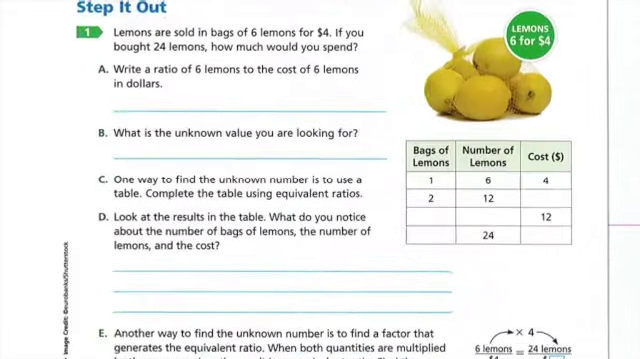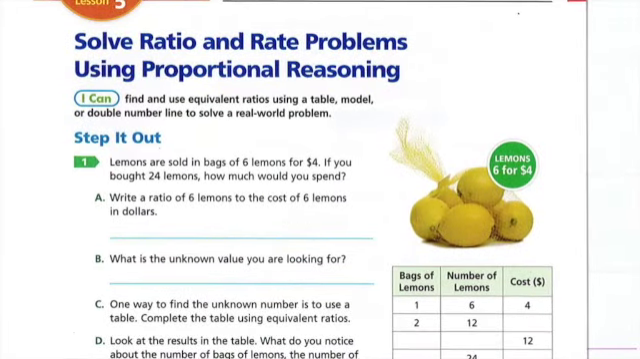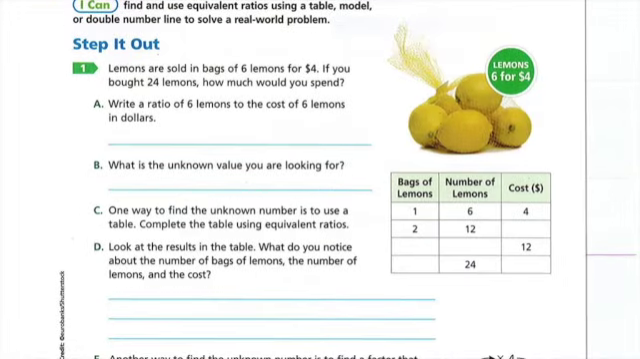Hey, sixth grade, here is lesson 5.5, solve ratio and rate problems using proportional reasoning. I can find and use equivalent ratios using a table, model, or double number line to solve a real-world problem. All right, so step it out. We are on page 167.